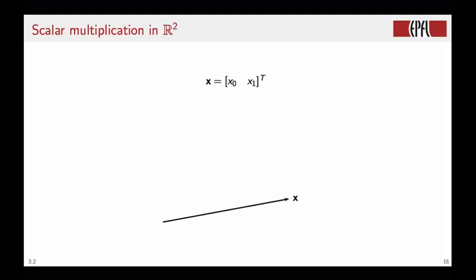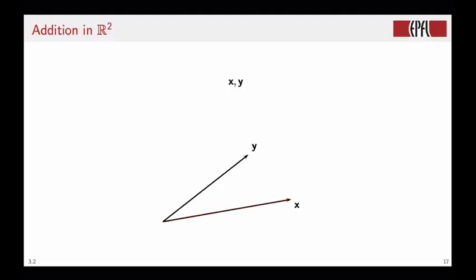Let's see this very concretely again in R2. So our vector x has entries x0 and x1, as always. This is our vector, the origin. This is the coordinates x0, x1. Scalar multiplication is very obvious. You multiply by, in this case, 1.5. You get a new vector, longer. It, of course, is collinear. It's exactly the same direction. It's simply a longer vector, so the norm has changed by a factor 1.5.